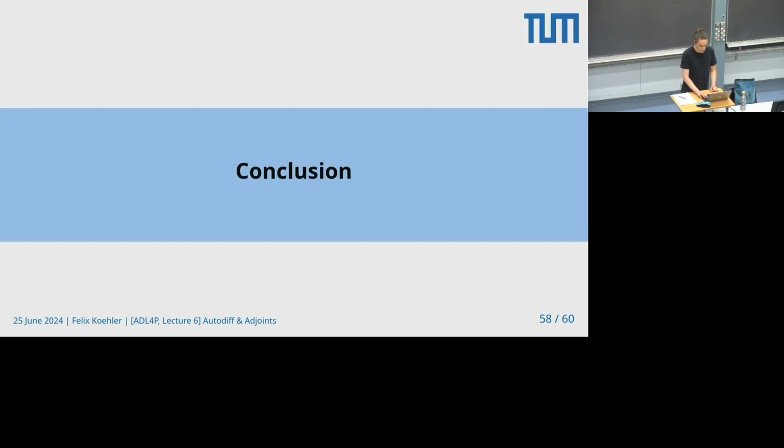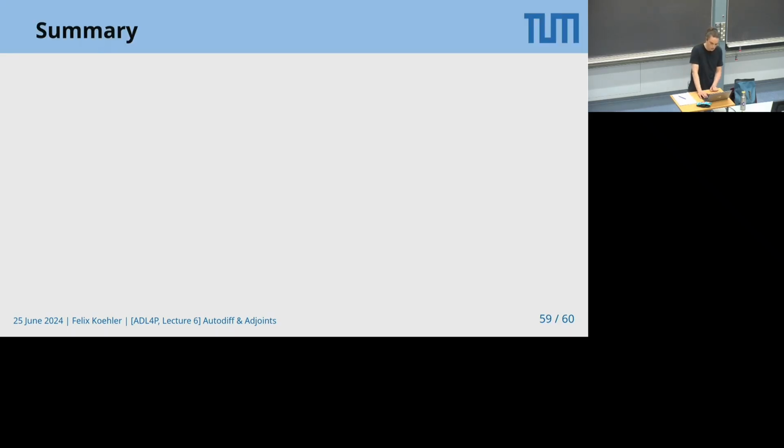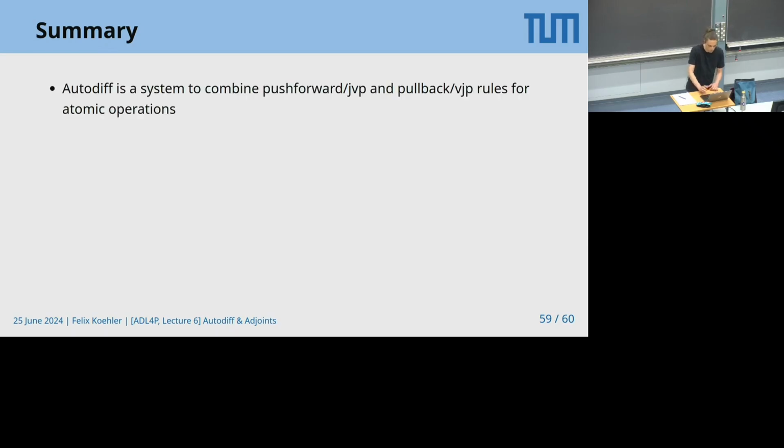Okay, let's conclude with a summary of the lecture. So probably the most important takeaway from the first part is that automatic differentiation is this system to combine primitive rules for atomic operations, either in the forward sense with push-forwards or JVPs, or in the reverse sense with pullbacks or VJPs, into JVPs and VJPs for larger compute graphs. And in the largest sense, it could be the compute graph we looked at, the parameter space of a network together with differentiable physics into a loss.